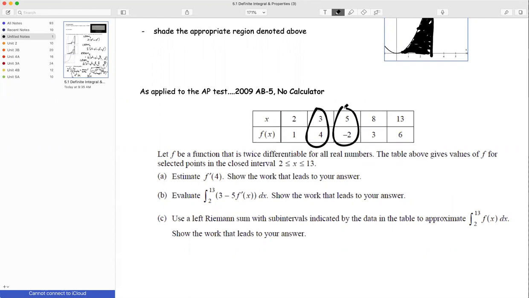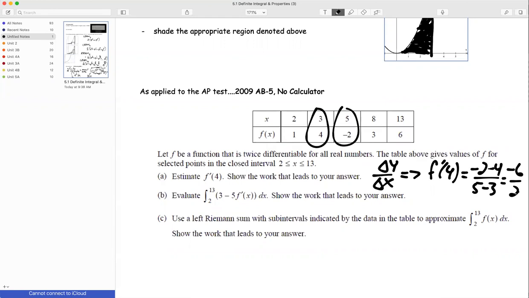Okay, so when I find the slope, it's the change in y divided by the change in x. That's going to be equivalent to f prime of 4. So I need to find y2 minus y1 over x2 minus x1. So that gives me -2 minus 4 over 5 minus 3, which is -6 over 2. So I have a slope of -3. Okay. No problems there. Pretty straightforward.